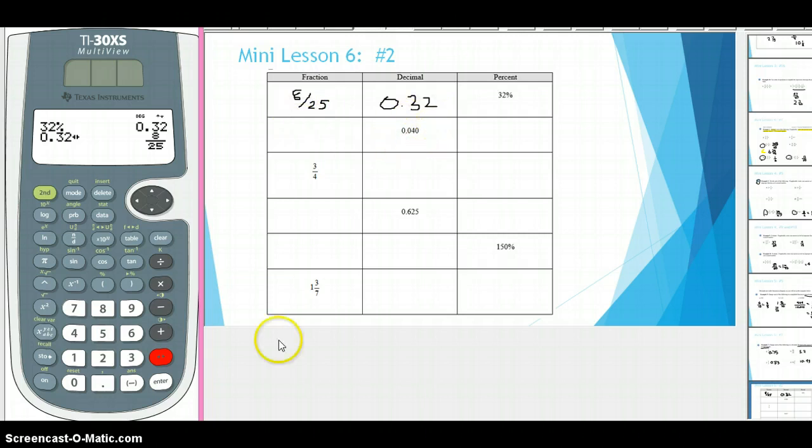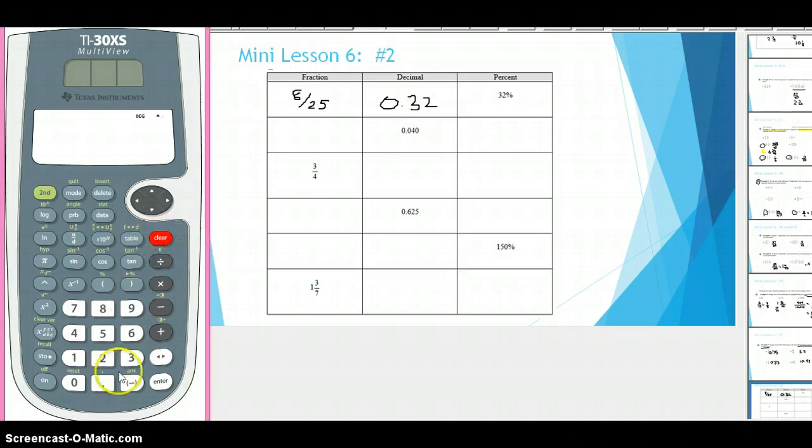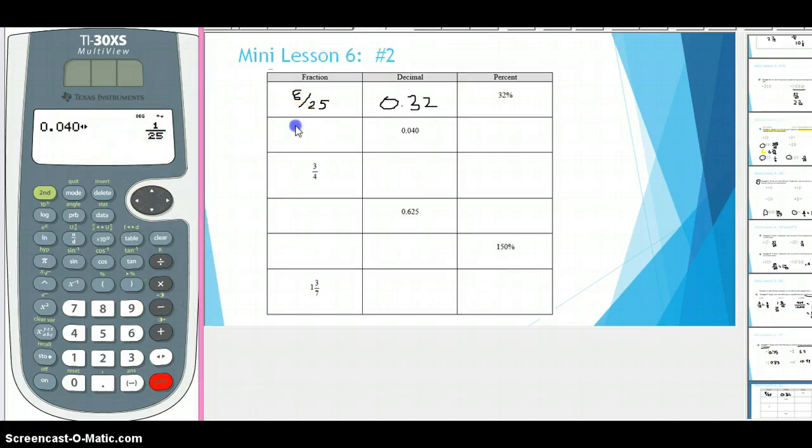Let's look at the next one. So we have 0.040, and this is our decimal form. So I'm going to start by changing it to a fraction. I like to do these forms before I go to percent. So I'm just going to hit this button, and it gives me that the equivalent fraction is 1 over 25.